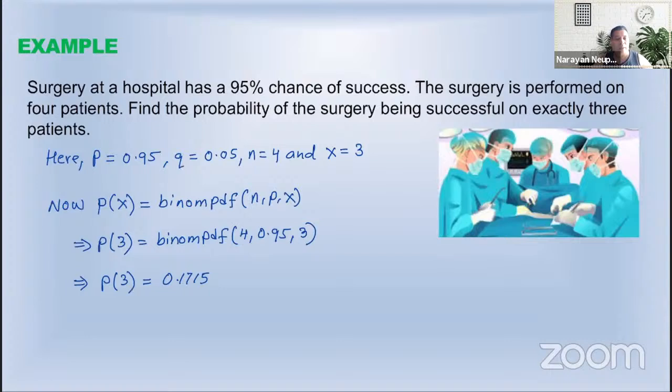So here we get a probability of 3 successes out of 4 surgeries of 0.1715. What we have done here is we used the binomial random variable and the formula for binomial probability distribution to find the probability of 3 successes out of 4. Before we move any further, are there any questions? For the calculator, you really need to watch the videos and learn from there.